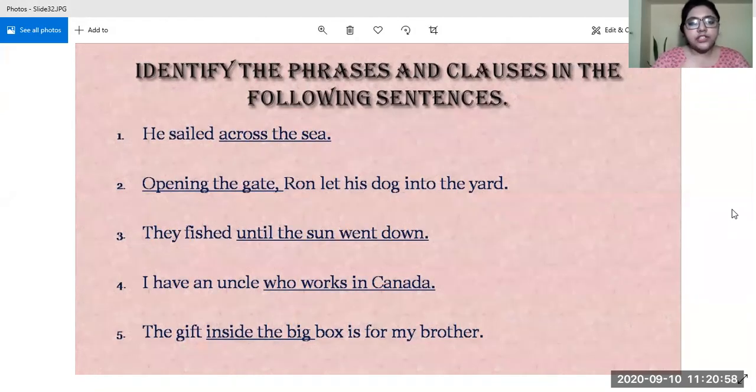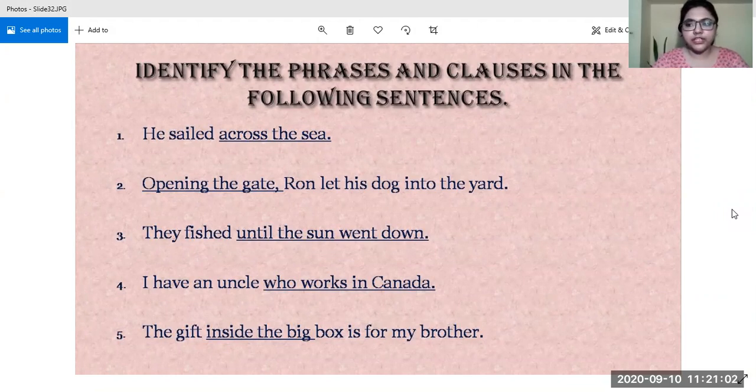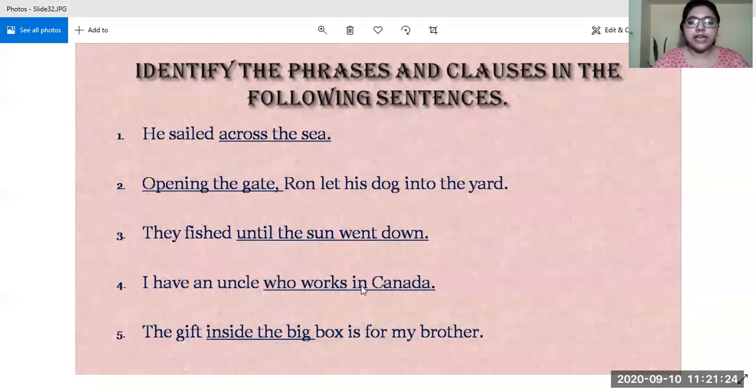Next is they fished until the sun went down. Who will answer this? Divyanshi. Phrase. Look at it carefully. Until the sun went down. Do we have a subject here? Clause. Yes, it is a clause because the sun is the subject and went is a finite verb. Pay attention, Divyanshi.